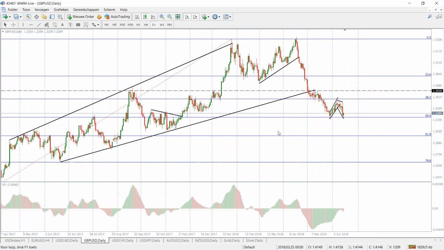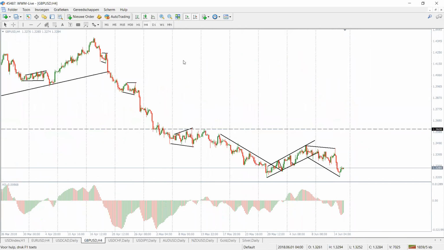Pound dollar, very comparable to the euro dollar, basically the same. The difference is this high didn't take out the previous high, also a break-even trade. But you see I'm looking at the same thing, A, B, C, for a continuation high to go towards the 136. 1 hour time frame.